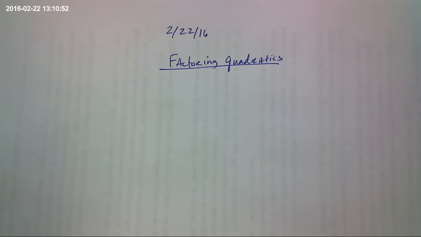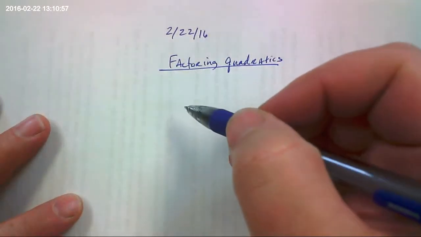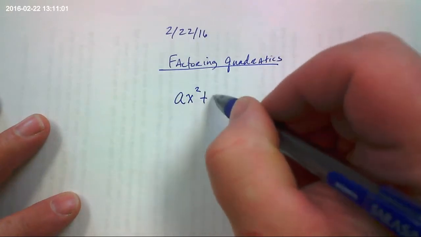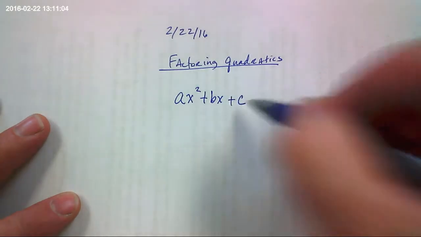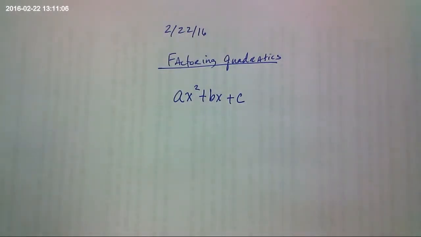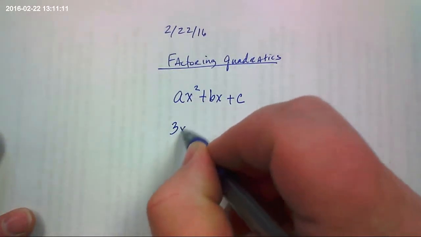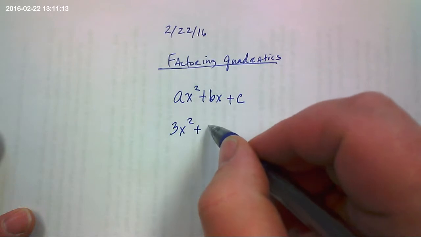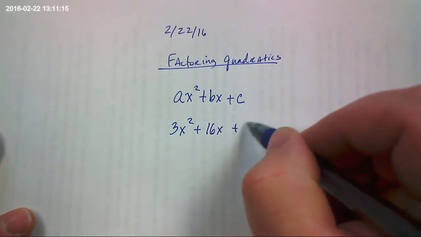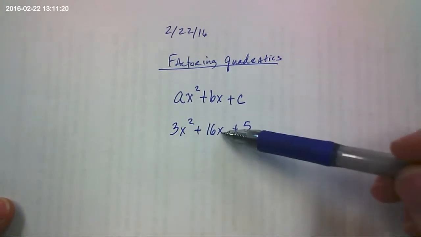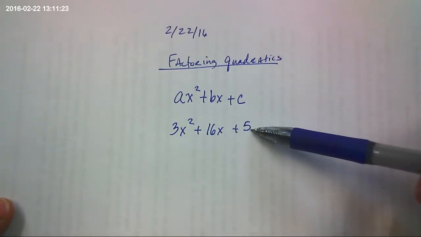Okay. This is the hard part. First thing, listen. For example, do you see how somebody would say A is 3, B is 16, and C is 5? Do you know what I'm talking about right here?